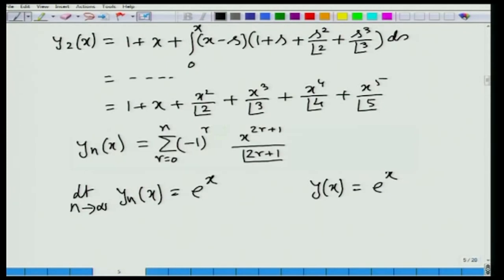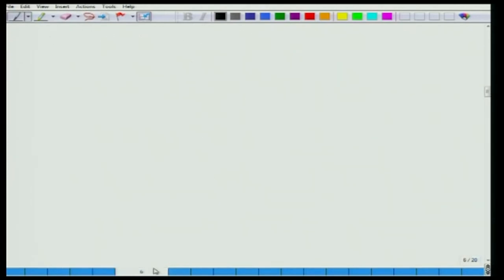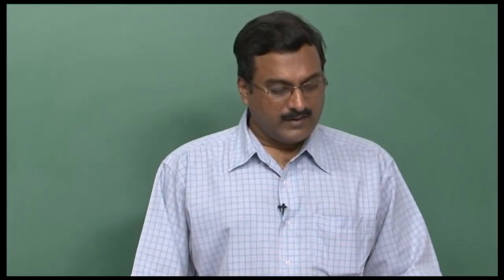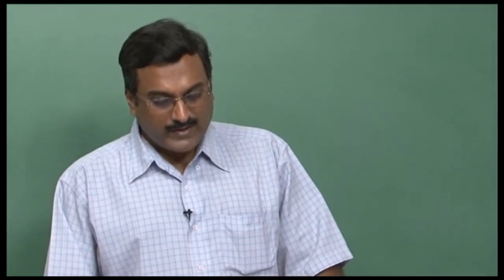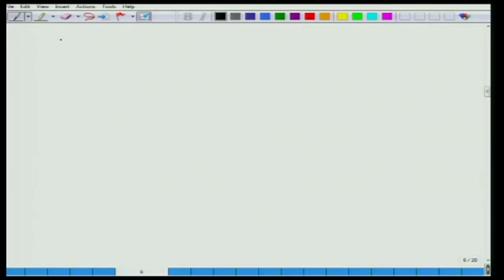And here we like to verify what will be the effect if we choose some other function as y 0 x. So, we are going to solve the same problem by assuming y 0 x equal to 1. So, if we assume y 0 x equal to 1, then y 1 x will be equal to 1 plus x plus integral 0 to 1 x minus s ds.